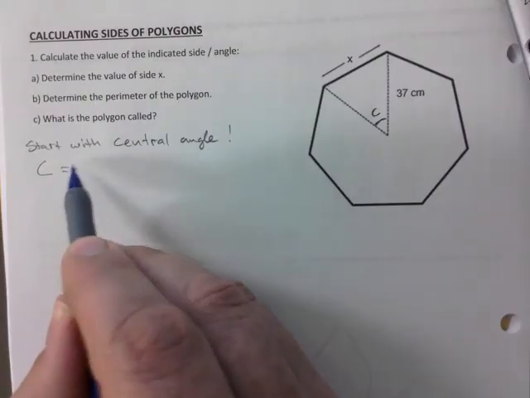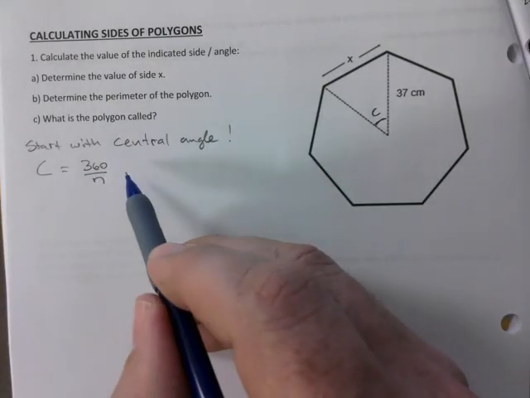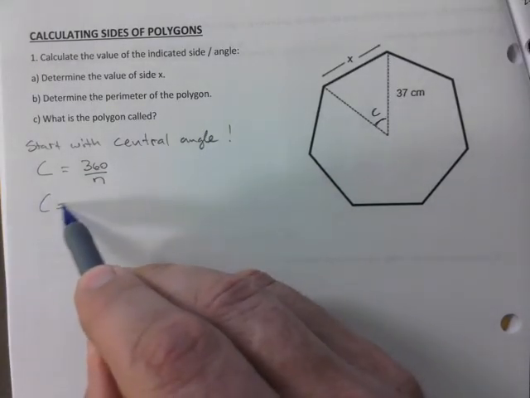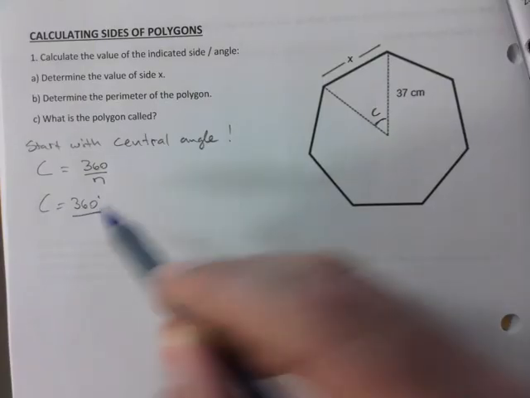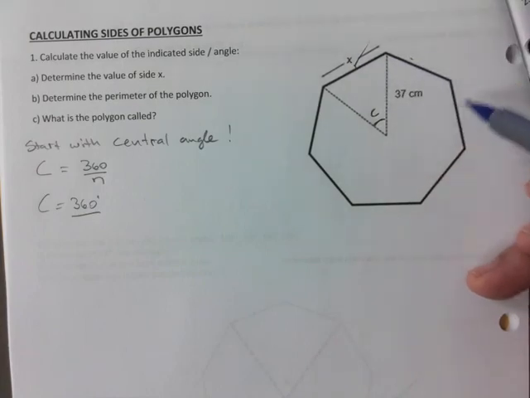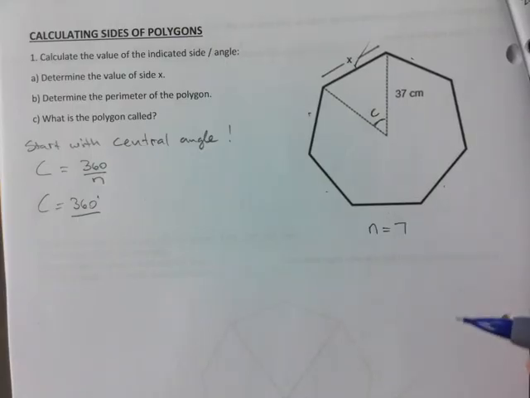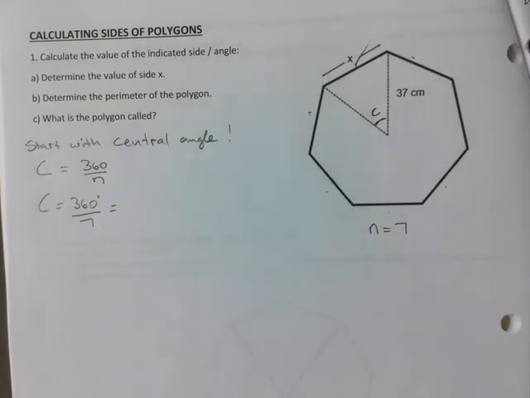So C is what? 360 divided by N. What is N in this case? Start counting, check mark, right? 1, 2, 3, 4, 5, 6, 7. N is equal to 7. So it's 360 divided by 7.